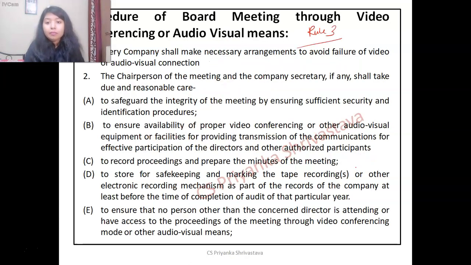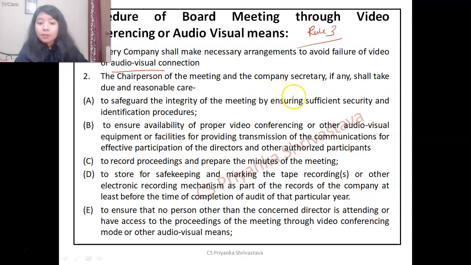Okay. Now, what is the procedure? It says every company shall make the necessary arrangements to avoid failure of audio visual means or video connection. So basically the connection should be proper, that kind of arrangement should be there, so that the video connection should not collapse during the meeting.